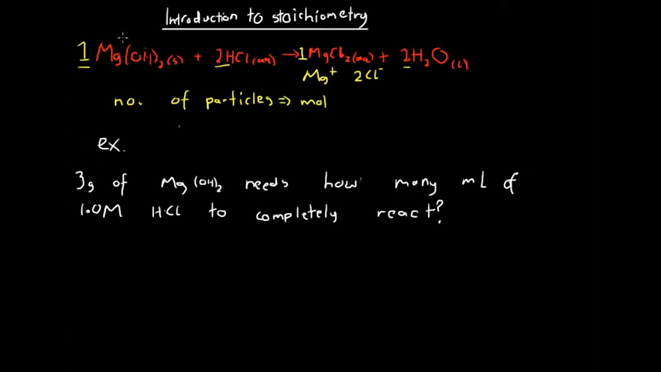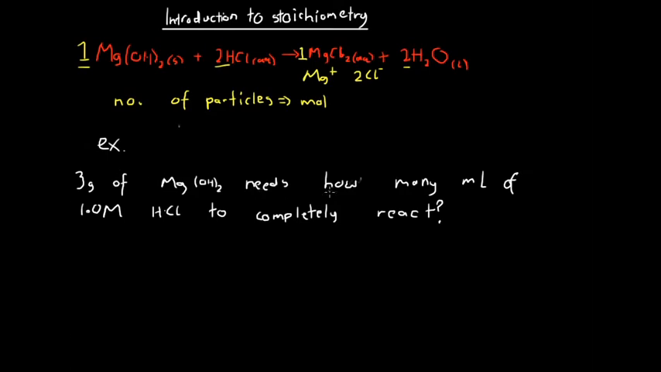Basically that means we can say that 1 mole of magnesium hydroxide is going to react with 2 moles of hydrochloric acid to produce 1 mole of magnesium chloride and 2 moles of water molecules. So that's what it comes down to. It's the ratio between the number of moles of reactants and products. So what we're going to do here is a little bit of an example just to really understand how we use and apply this idea.